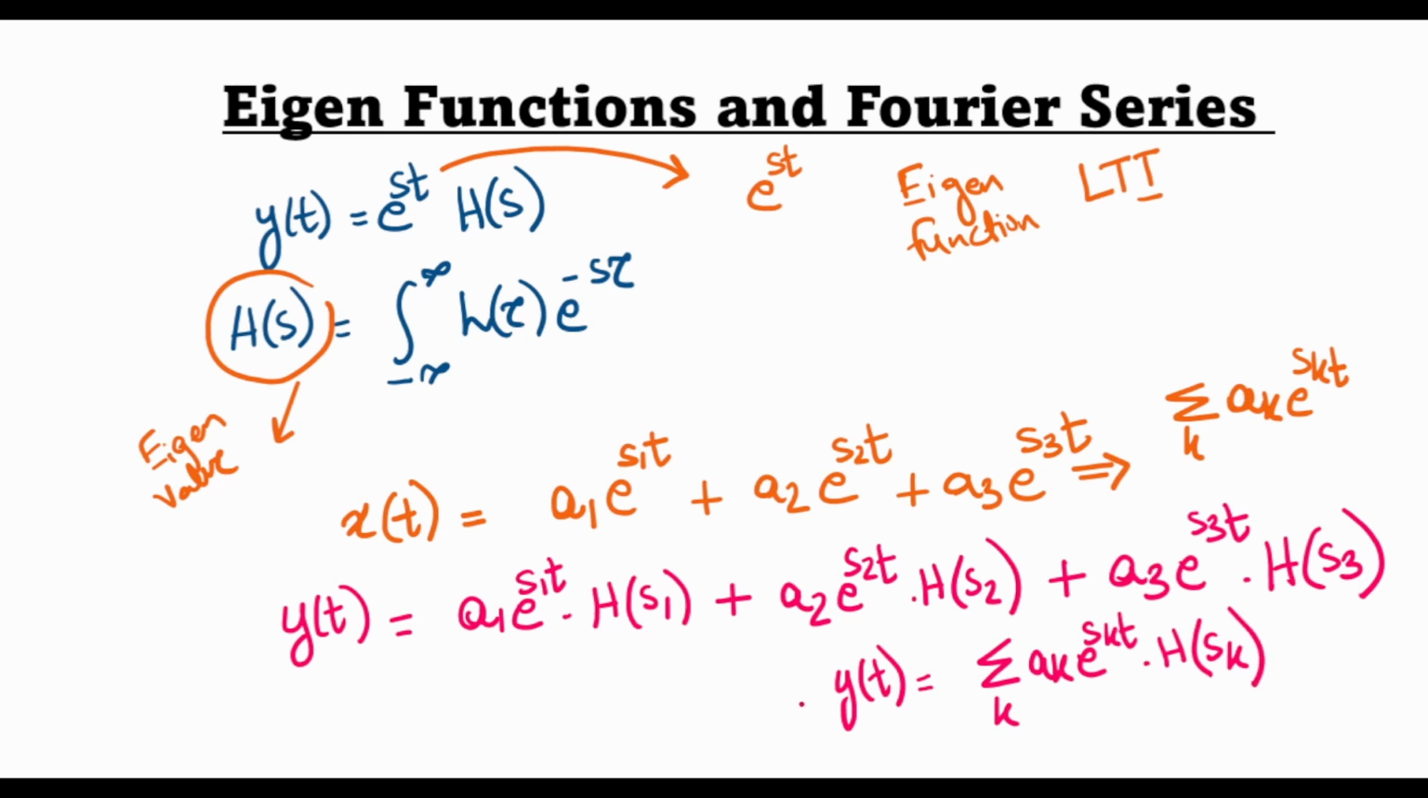And this here is the basis of Fourier series representation, where the input is written as a summation of complex exponentials, and corresponding to each complex exponential there is an eigenvalue, and once we find that eigenvalue, we can find the response of the total system. Now let's see this with an example.